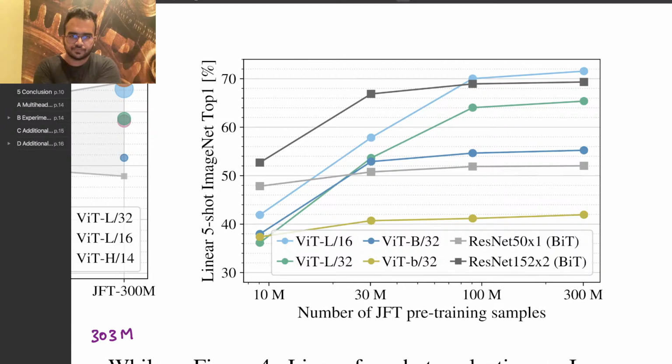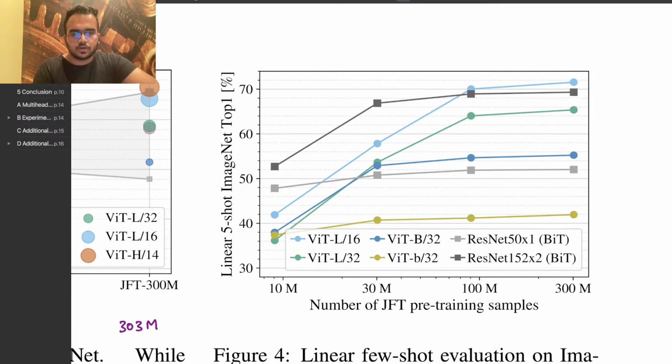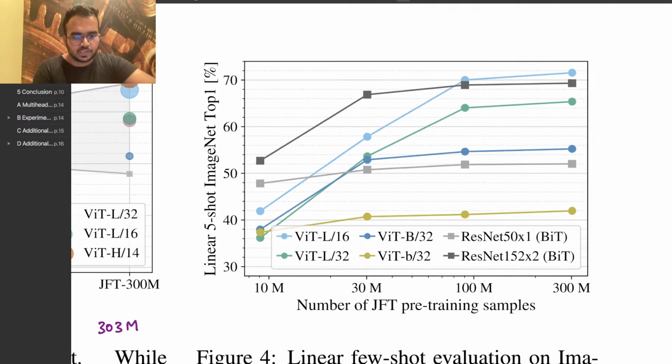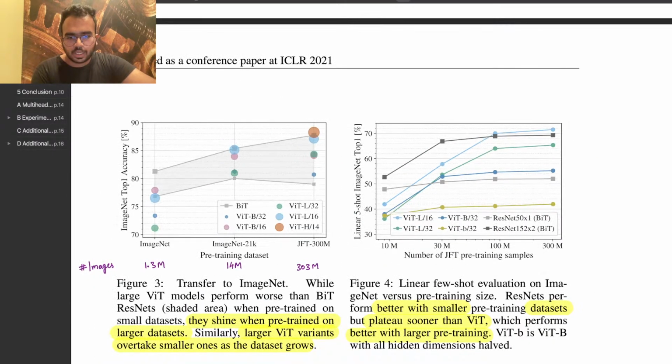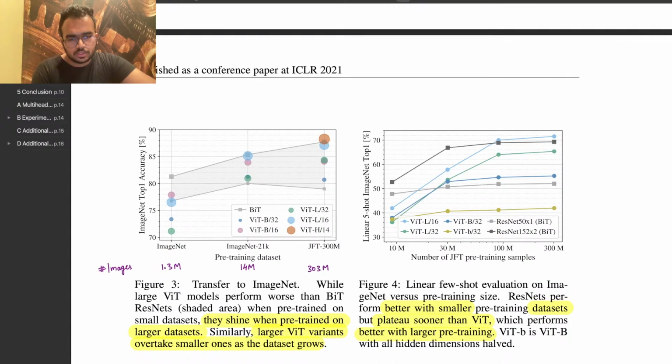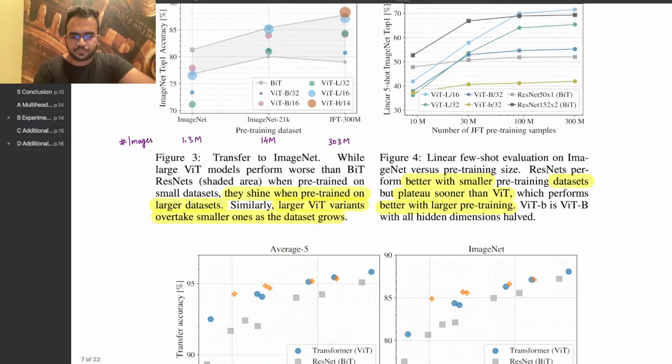So it shows that we still have a long way to go to scale these vision transformer models to get even better results. You can see that the vision transformer is able to beat the CNN only when the number of data samples for the pre-training task is more than 100 million, or else you are just better off with the CNN, right? And the image on the right was linear 5-shot ImageNet top 1 accuracy.